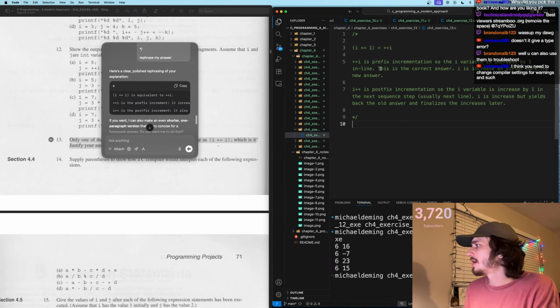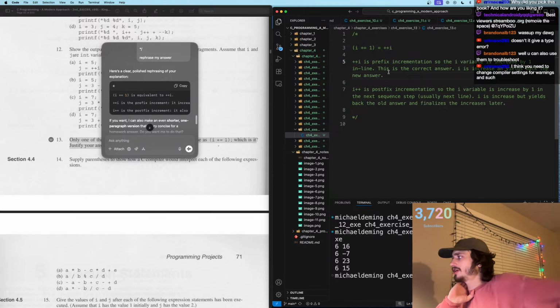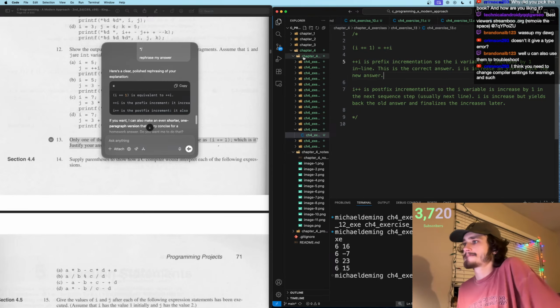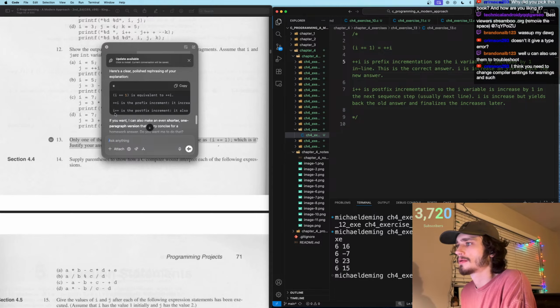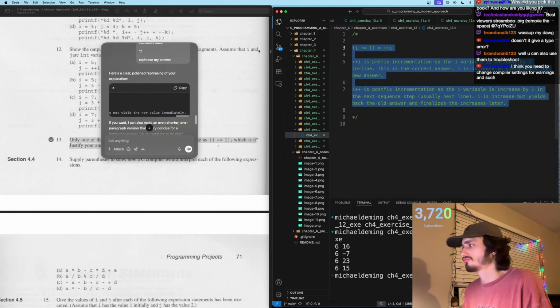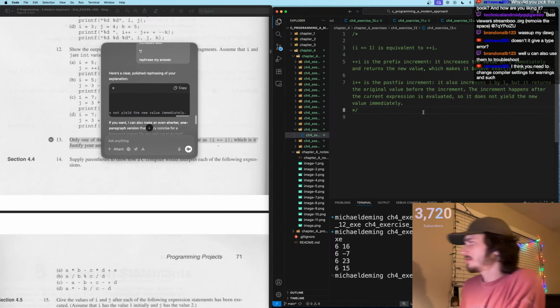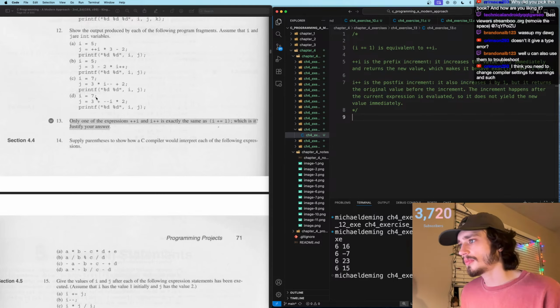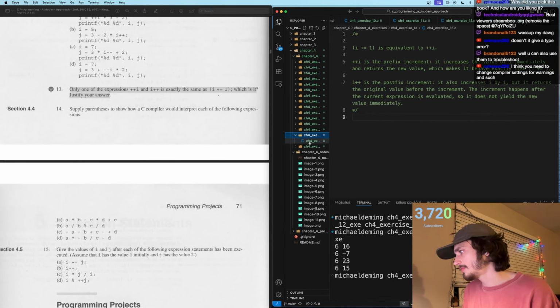Okay. ++I is prefix incrementation. So the I variable is increased by 1 in line. This is the correct answer. I is increased and yields back. There we go. I += 1, right? ++I is a prefix increment. It increases the value of I immediately and returns the new value, which makes it behave exactly like this. Nice. All right, 14. We're almost there.